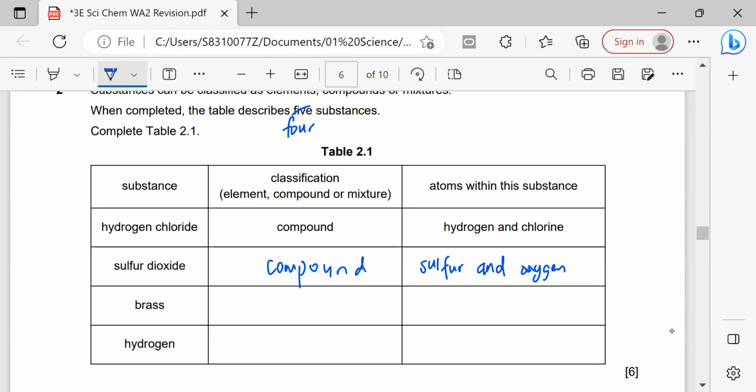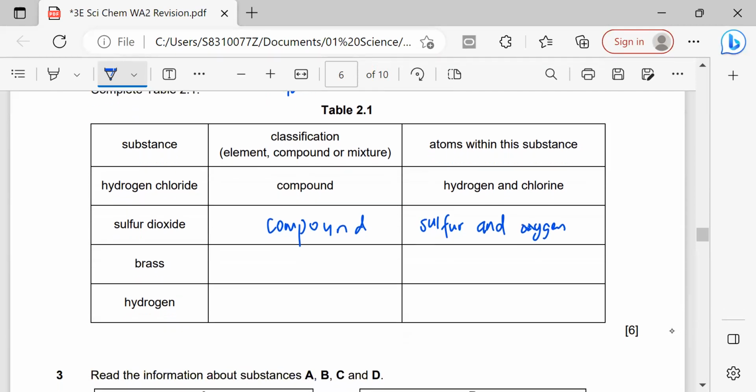For brass, okay, brass is an example of an alloy. Okay, we have looked at brass in chapter 5. So brass is an alloy, which means that it is a mixture. Okay, it is not going to be an element or a compound. And the atoms that are present, okay, again, you have recognized that this is an alloy, and you have to know the kinds of elements that are present. There are 2 of them. Okay, number 1, we have copper, and the second element is zinc.